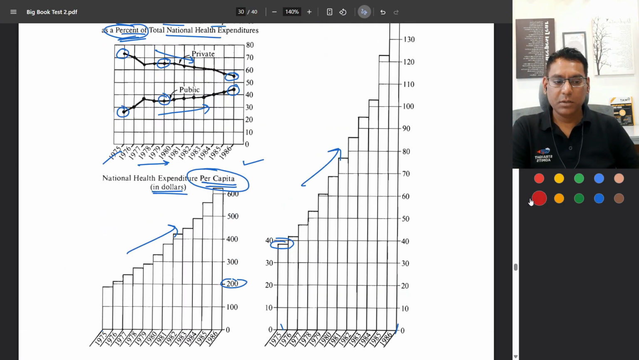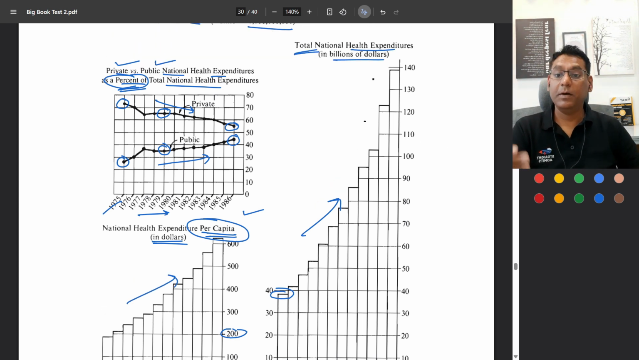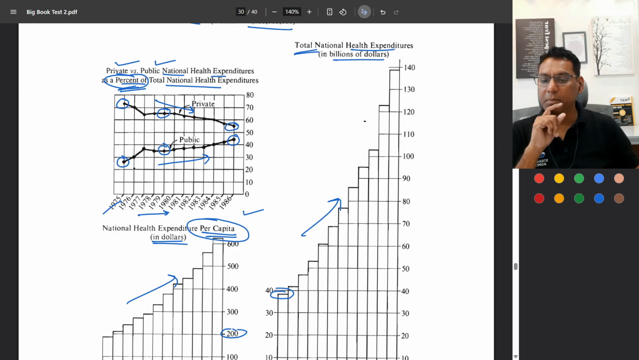Let me use a different color. In how many cases was private more than double public? Okay, so this was public, something like 28. More than double of that would be more than 56. So this is more than 56. Yes, that makes sense. So 1975 is one such year. Let me put a dot here.